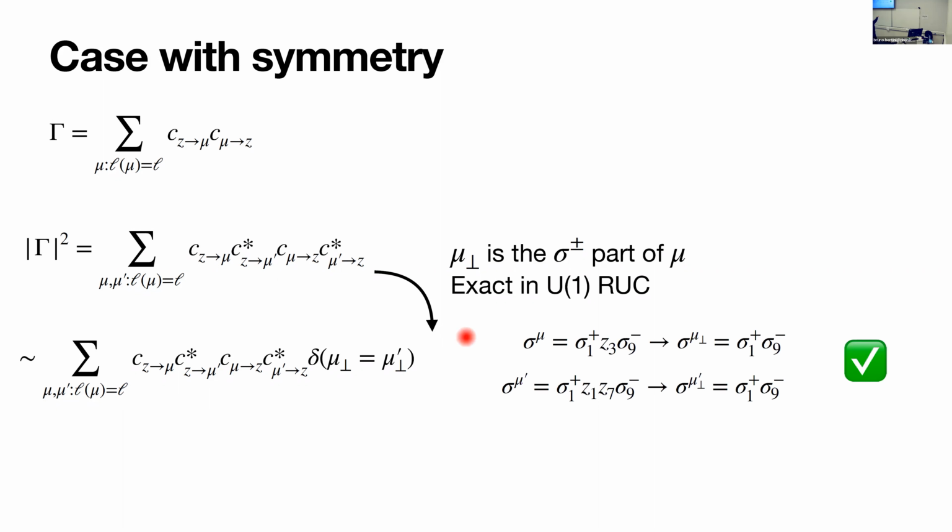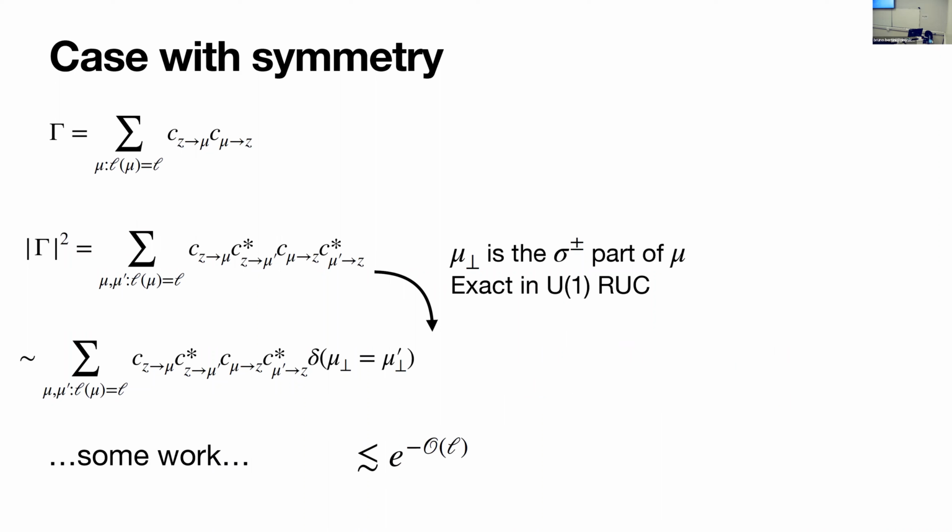So for example, if mu was this string where you had a sigma plus on site 1 and a sigma minus on site 9, the following term would actually survive. If you had mu primes having z's in different places, but sigma plus and sigma minus in the same place, this term could actually survive the circuit averaging. Whereas, I should have given a different example. Whereas, if my mu prime had a sigma minus on site 30, it would not survive. So there's a certain amount of blocking. There are parts of mu and mu prime that have to agree, but they can differ by products of local densities.